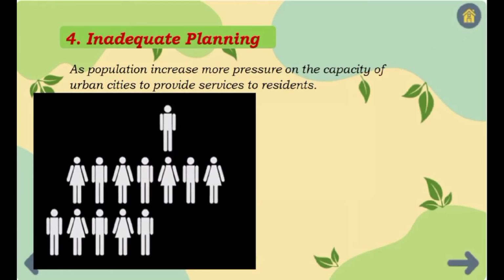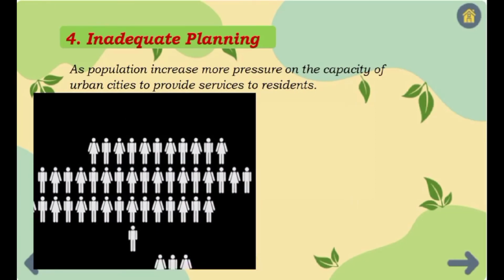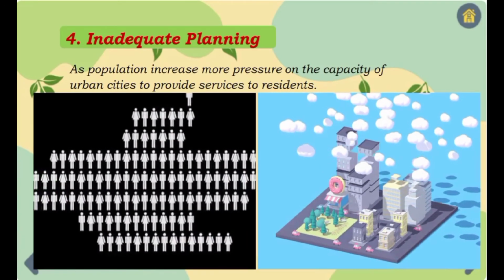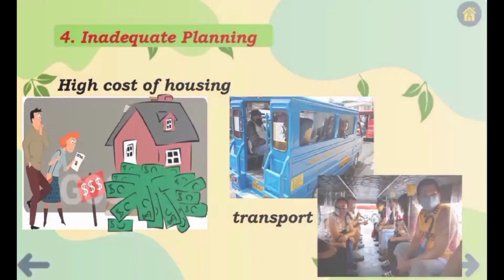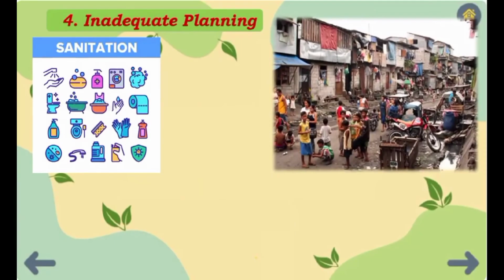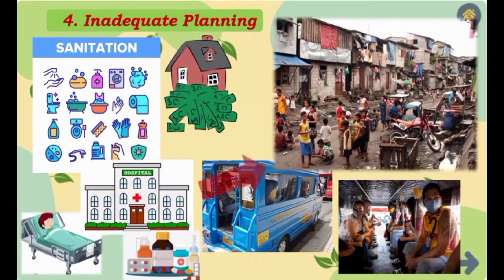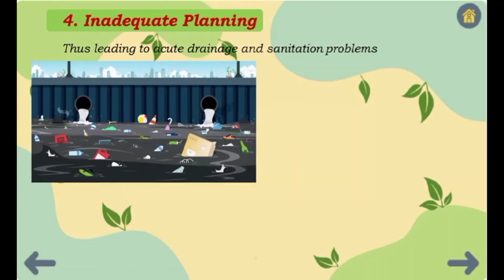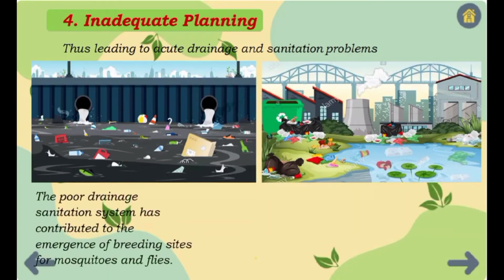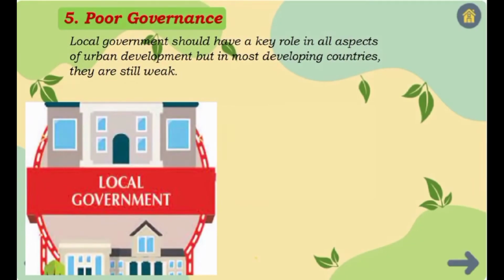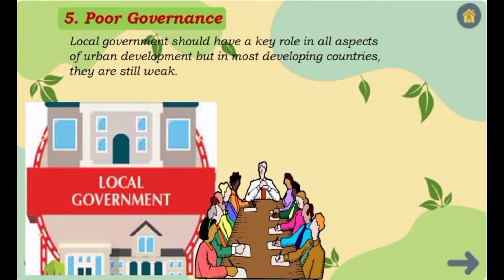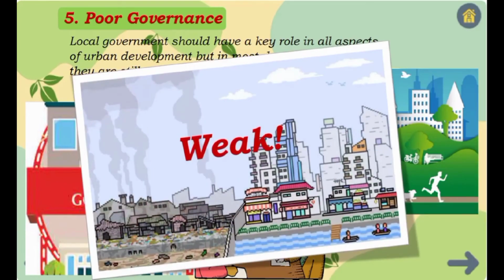Number 4. Inadequate planning. As population increases, there is more pressure on the capacity of urban cities to provide services to residents. High cost of housing, transport, healthcare, and sanitation has led to informal settlers and slums, thus leading to acute drainage and sanitation problems. The poor drainage and sanitation system has contributed to the emergence of breeding sites for mosquitoes and flies. Number 5. Poor governance. Local governments should have a key role in all aspects of urban development, but in most developing countries, they are still weak.